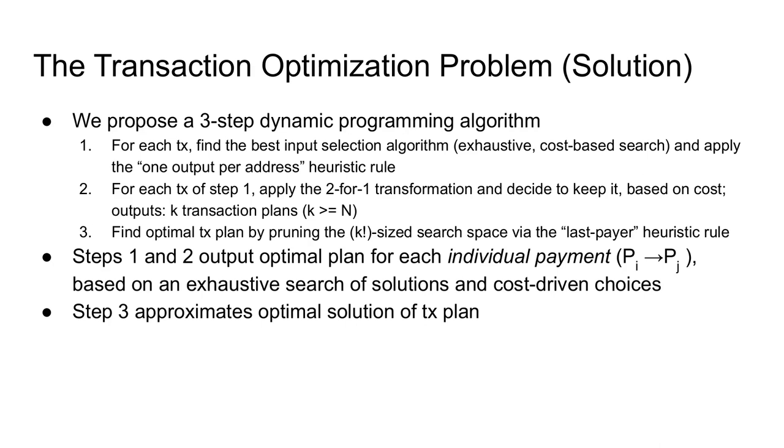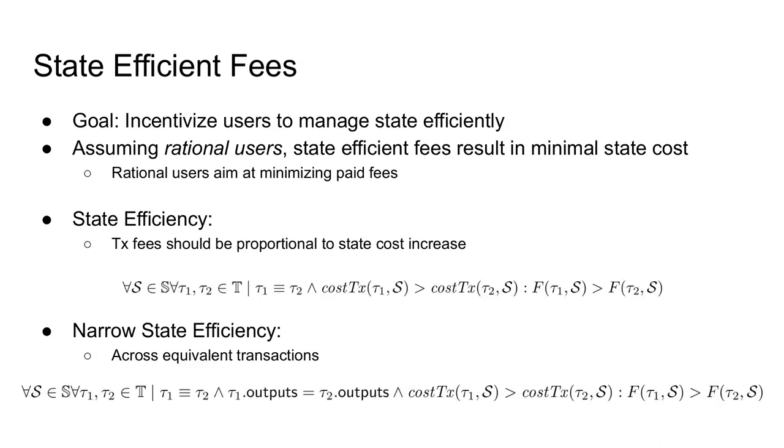So now that we have our algorithm, we have our framework, we have approximated the optimal solution, how do we incentivize users to actually use this solution? And here come state efficient fees. So the goal of state efficient fees is to try to persuade users to manage state efficiently, that is to create the most efficient transactions. And if we assume that the users are rational, that is, if we assume that the users try to minimize the fees that they pay, then if the fees are state efficient, they will result in a system that is optimal, whose cost is minimal.